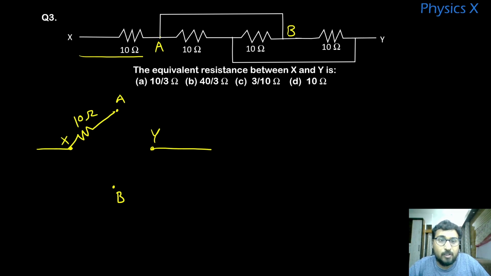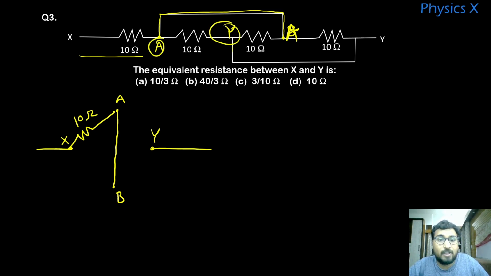See, this point is A, and a simple wire is connected with no resistance inside, right? Here there is no resistance. Directly these points are connected. That means point A is the same as point B. And this point is connected to this point, which means this point is Y only. So these points are nothing but the same, right?